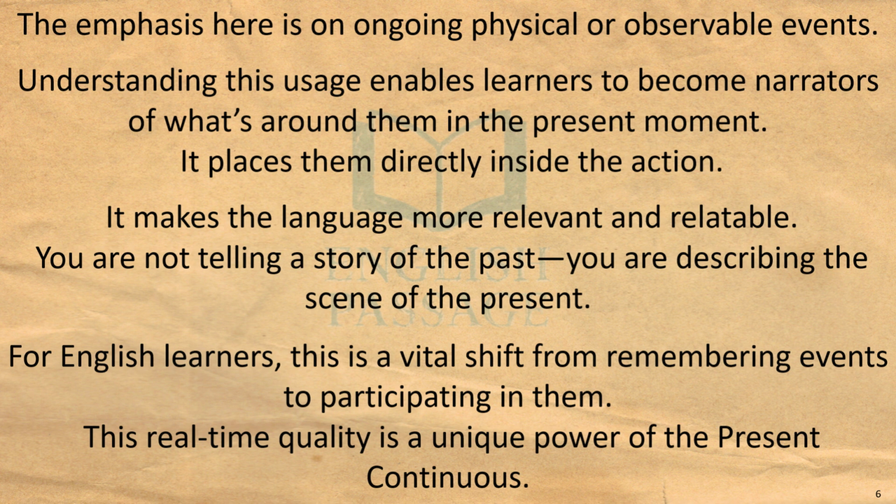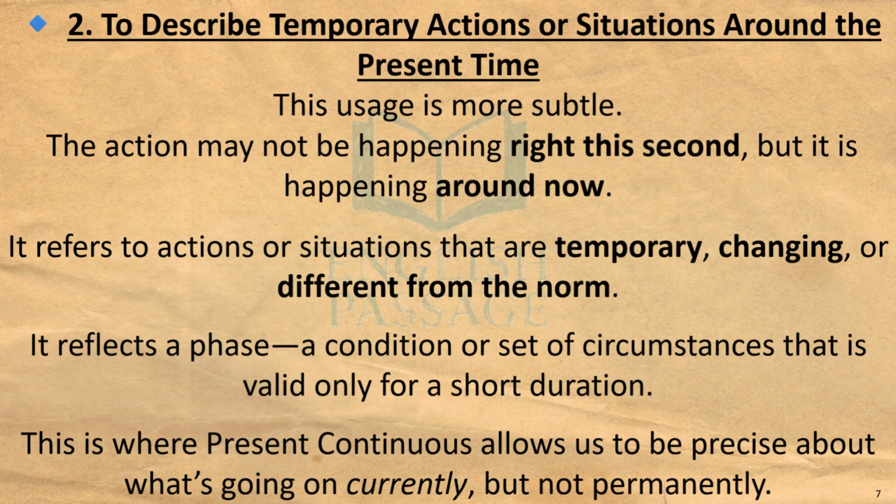You are not telling a story of the past, you are describing the scene of the present. For English learners, this is a vital shift from remembering events to participating in them. This real-time quality is a unique power of the present continuous. 2. To describe temporary actions or situations around the present time. This usage is more subtle. The action may not be happening right this second, but it is happening around now.